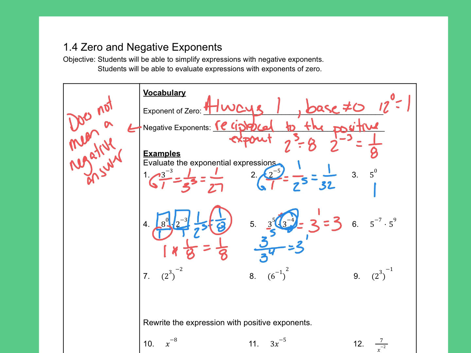And number 6, I'm going to go ahead and use that multiplication shortcut again. We're multiplying with the same base. We add the exponents. Negative 7 plus 9 is 2, so it becomes 5 to the second, and 5 to the second is just 25. Again, not the only way to solve, just one way to solve.